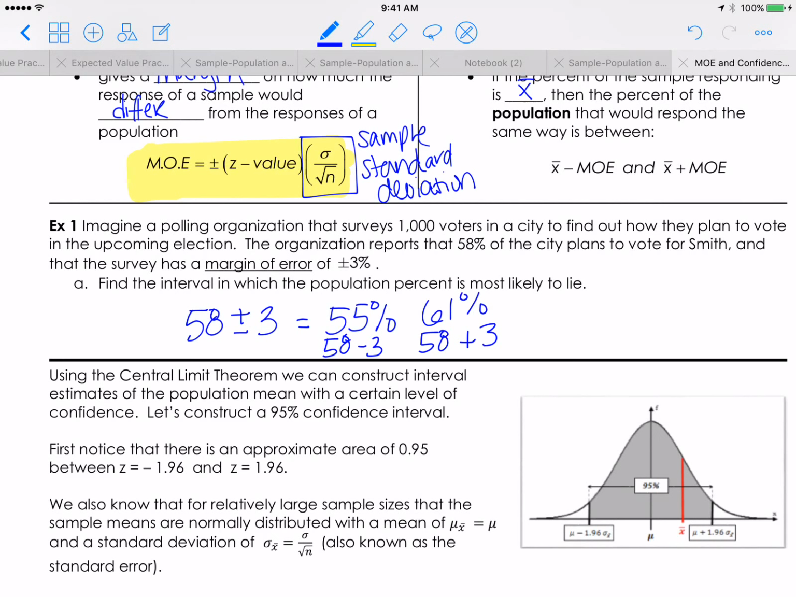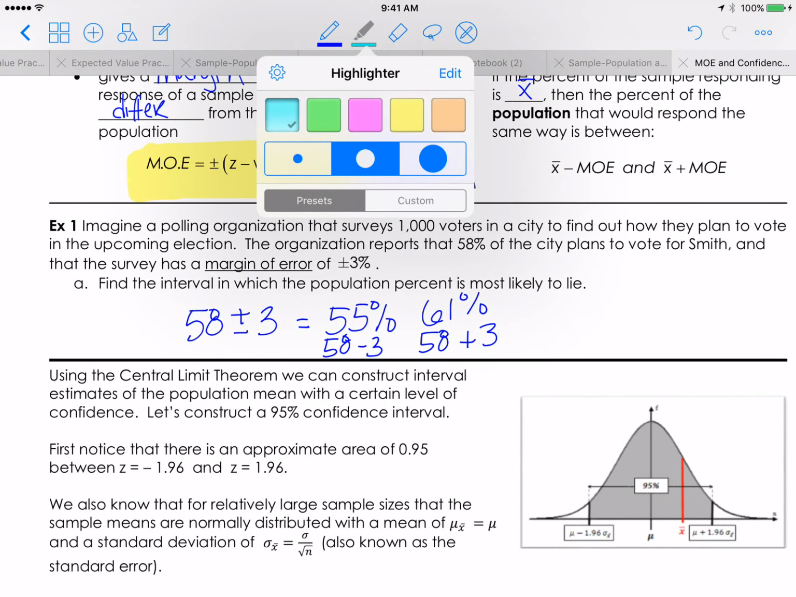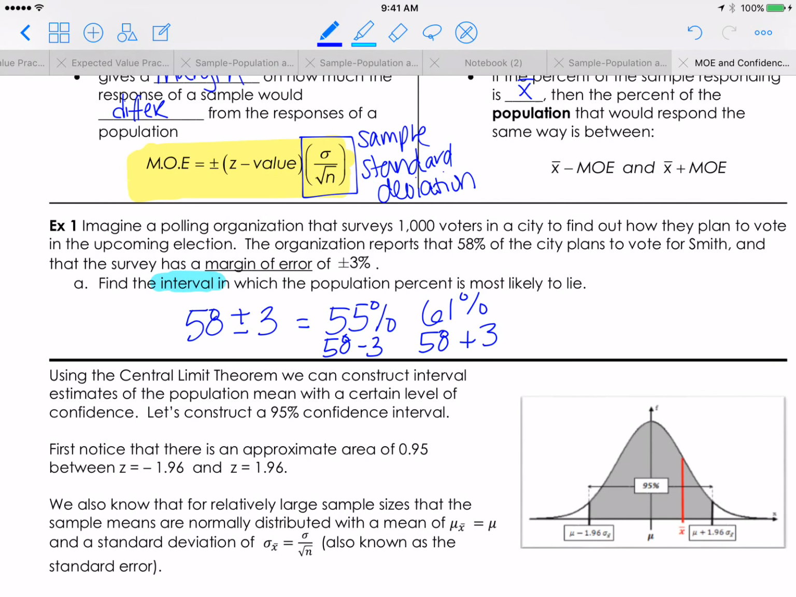So we like to write this in interval notation because it is an interval. That's why it says find the interval. So we're going to write this just like we do with all of our interval notation. Your smallest number comes first. So we would say 55% to 61%. And that's how you find your margin of error. And that's how you find your interval once you're given your mean plus your margin of error.